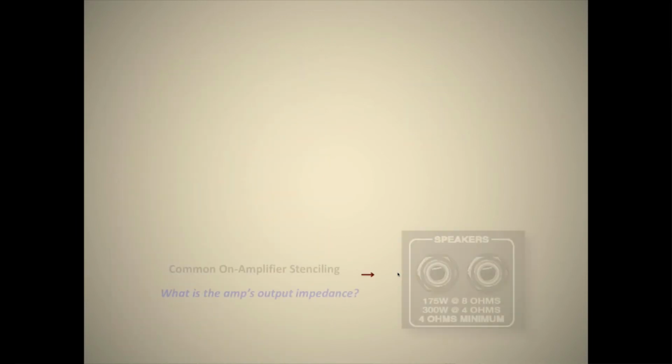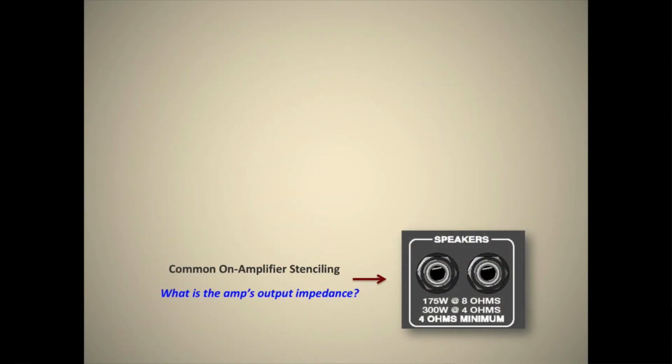So my question for you, now that you've sat through an hour and a half of impedance lectures, and I'm looking here at the back of what I think is an SVT, some sort of bass amp, and it's telling me what it does. It says 150 watts at 8 ohms, 300 watts at 4 ohms, but buddy, don't go below 4 ohms. I'm asking you a question. What is the amp's output impedance? What is the amp's source impedance?